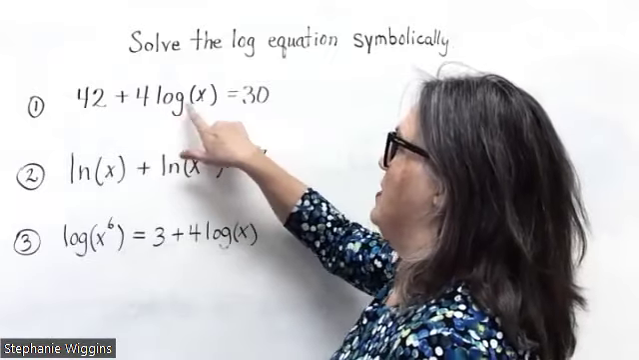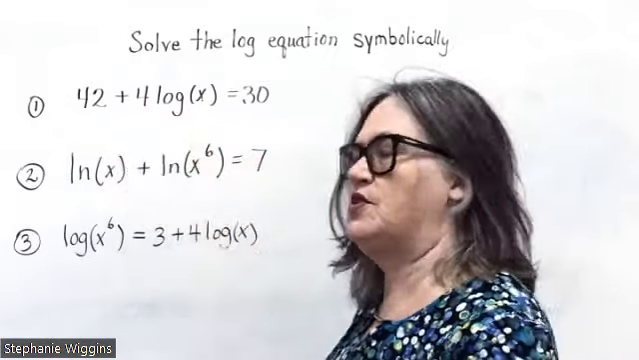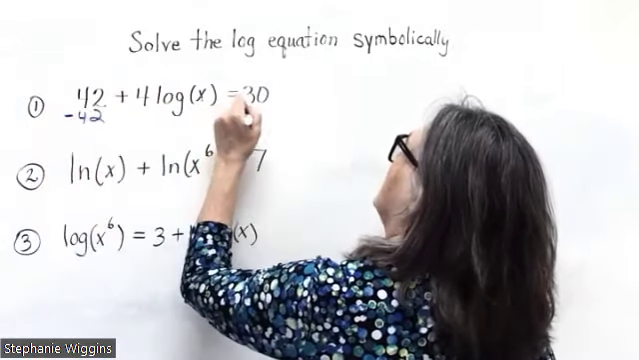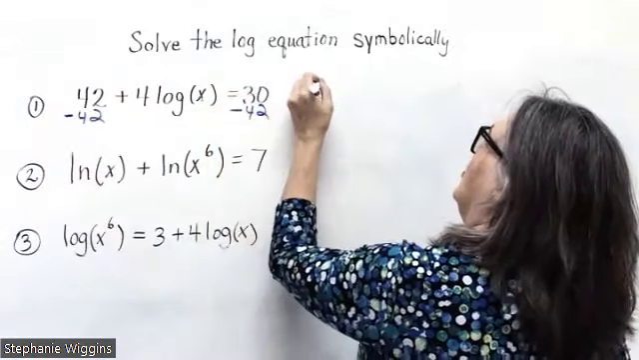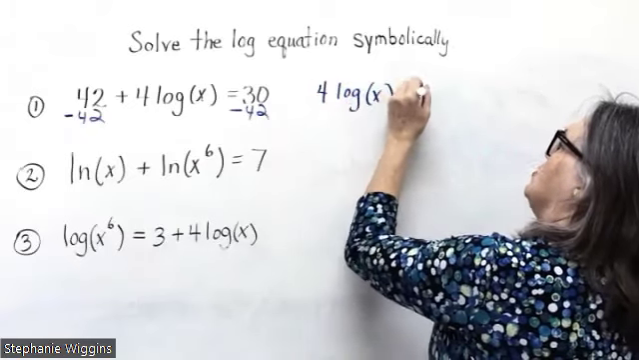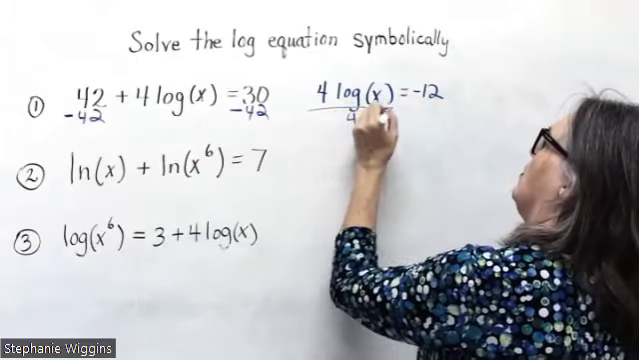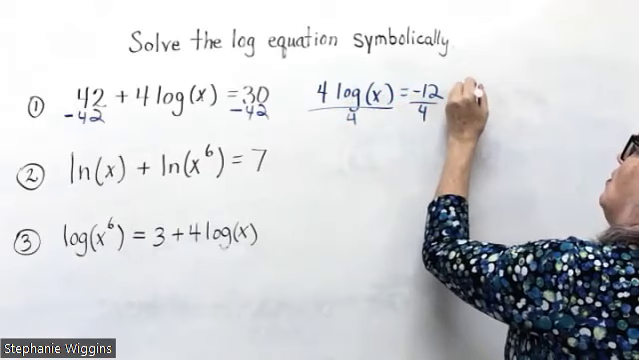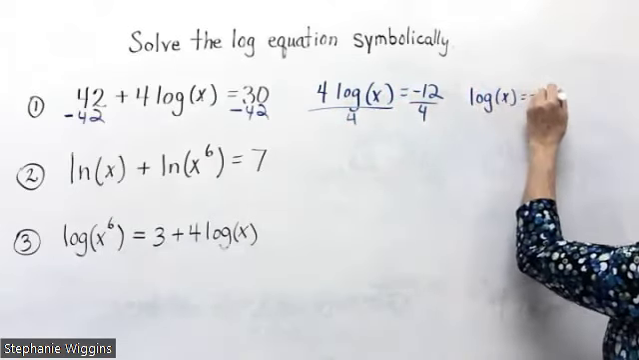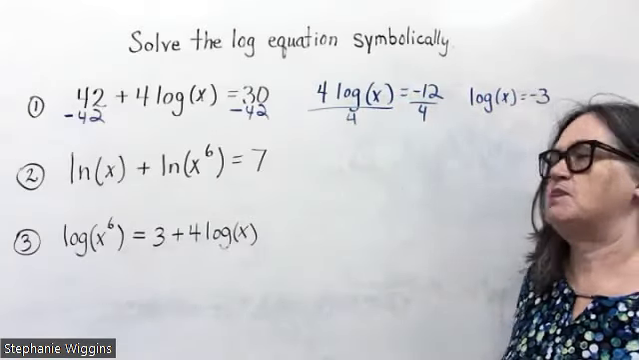So here we have a single log, but we have this stuff that we need to move over to the other side. So I'm going to subtract 42 from both sides, and I get 4 log of x equals negative 12. Then I'm going to divide both sides by 4, and I get log of x equals negative 3. Now I need to convert this into exponential form.